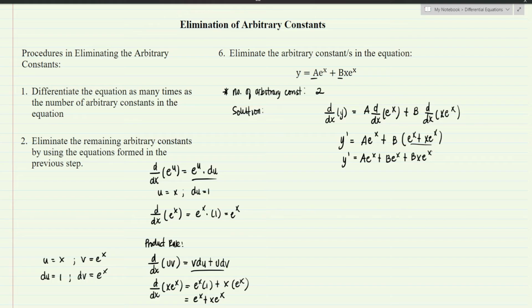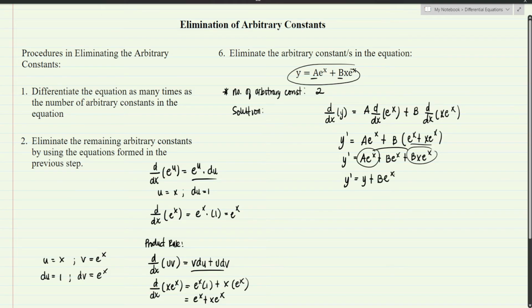Okay? So next is, now before I get the second derivative, notice guys, we have here the terms a e raised to x plus b x e raised to x, which is our original equation. So what we can do here is simplify these two and replace them with just y. Then I would copy the remaining term. I would have here b e raised to x.